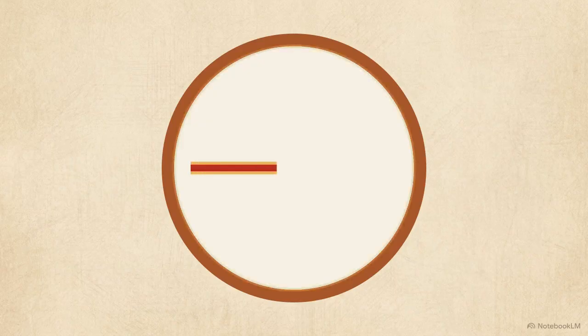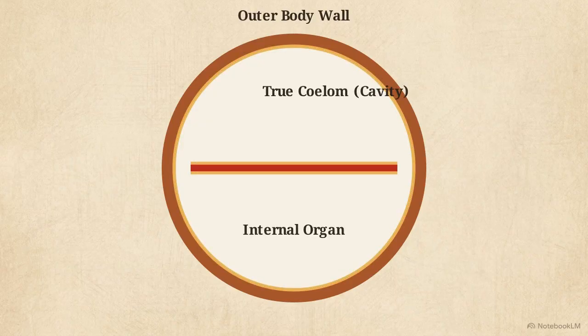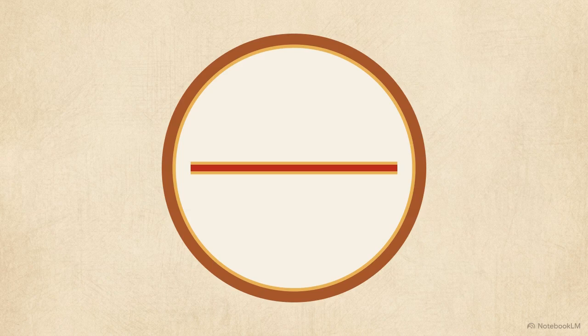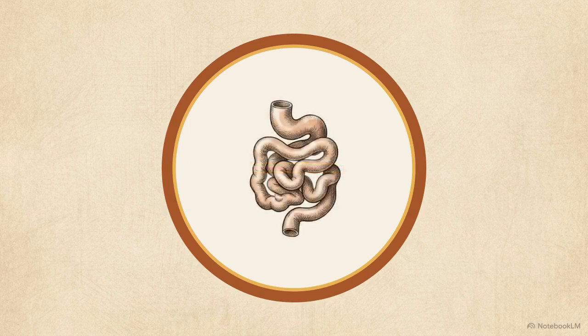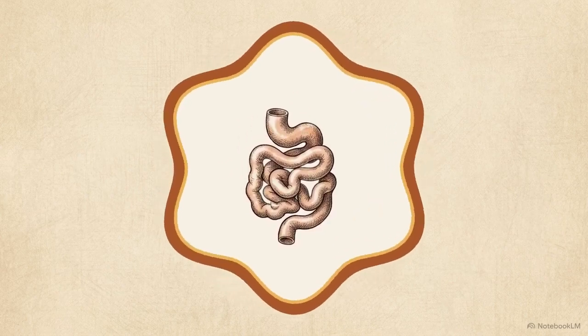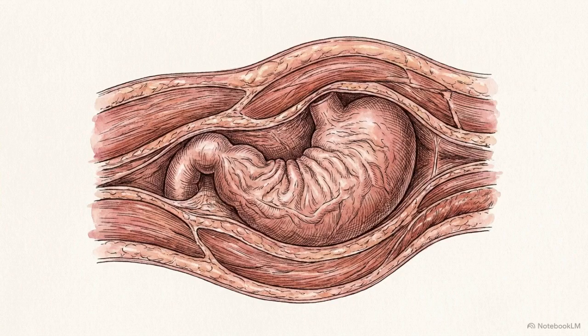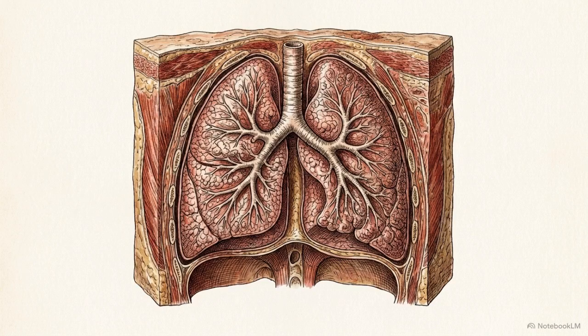Most importantly, the true coelom provides the empty physical space required for complex organs to grow, coil, and operate entirely independently of the outer body wall. Without a true coelom, a stomach cannot churn, a heart cannot beat, and lungs cannot expand.